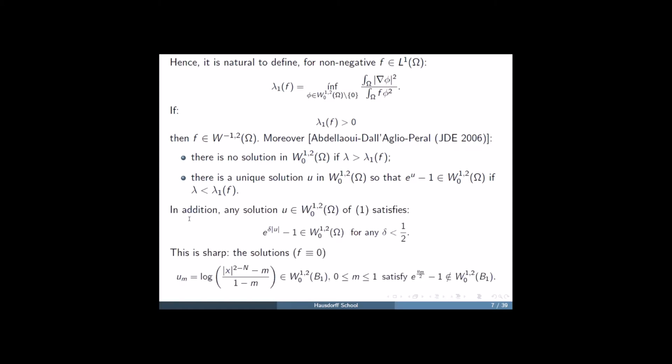In addition, they also proved that any solution of the above problem with f in L1 satisfies this regularity with a delta which is less than 1/2. So any solution has at least this regularity, and indeed this result is sharp. Indeed, if you take the homogeneous problem with f equals 0 in the unit ball in Rn, this family of solutions satisfies this. So they don't have the regularity with delta equals 1/2. So this result is sharp in that sense.